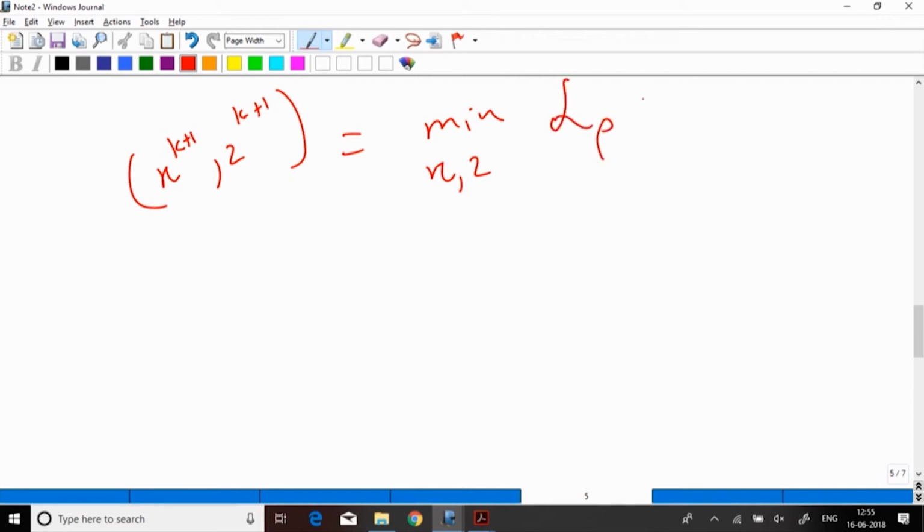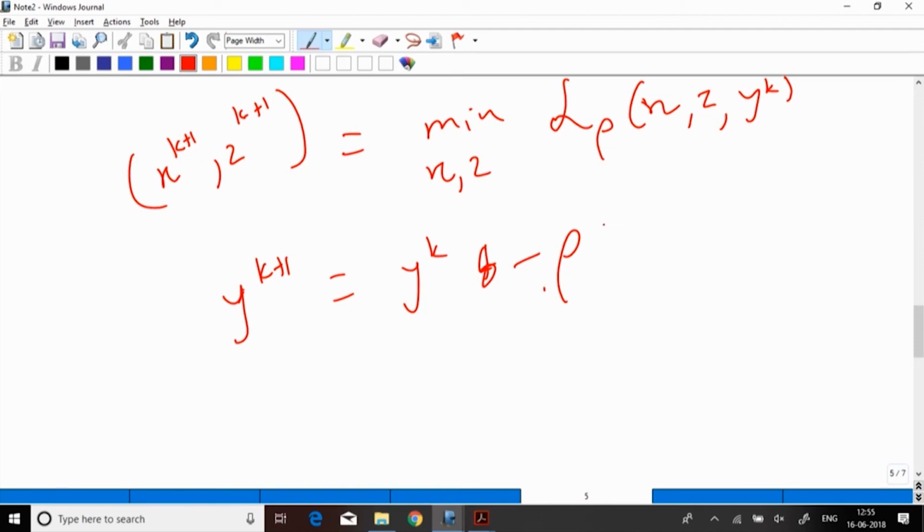L rho of x, z and y k, and then your y k plus 1 will be equal to y k plus or minus, I think minus, rho times a x k plus 1 plus b z k plus 1 minus c.